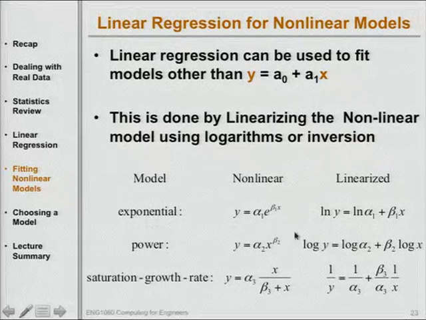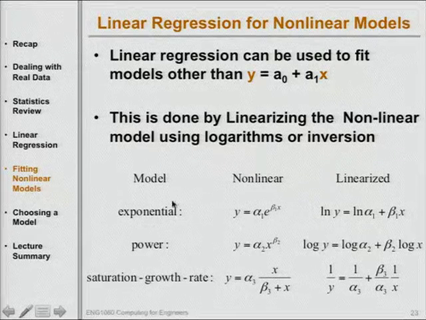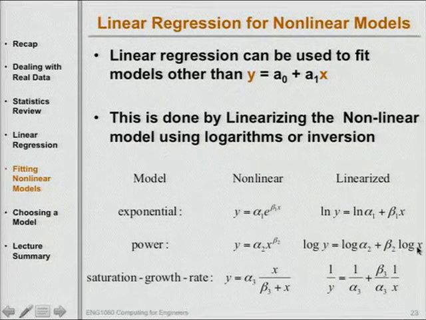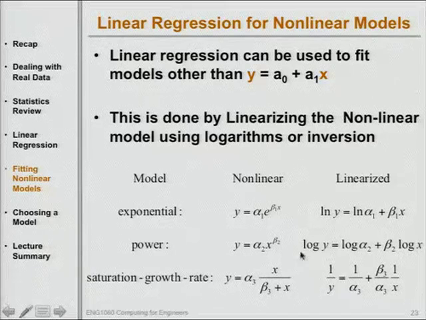Similarly, with the power law, you can say, okay, I think that y is going to be equal to some coefficient alpha 2 times x to the beta 2 power. Likewise, as with the exponential, you take the log of both sides and you see that log y equals log alpha 2 plus beta 2 log x. Our new variables are going to be log x and log y, and we fit a straight line to that. Then we can convert back to x and y just by exponentiating them.